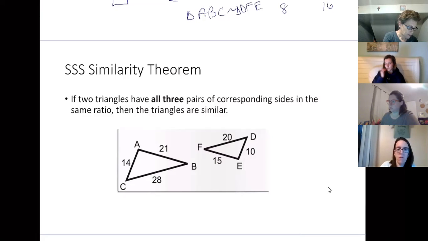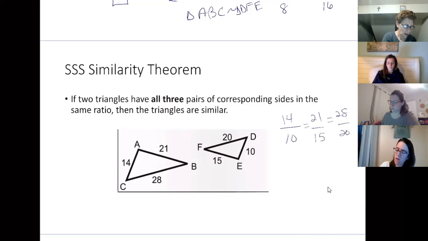So you would say, okay, the smallest side on the left triangle is going to be AC. So I'm going to do the numbers and see if it works out. So AC is the smallest, 10 is the smallest on the right triangle. The next one is going to be 21, and then the next size on the right triangle is going to be 15. And then the last one is going to be 28, and then I'm going to have 20.